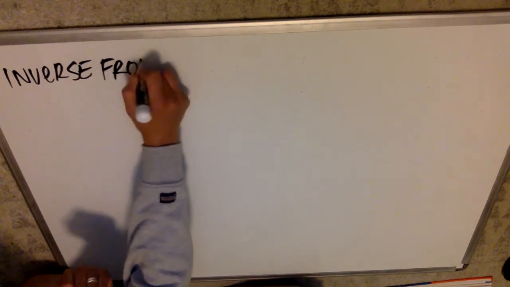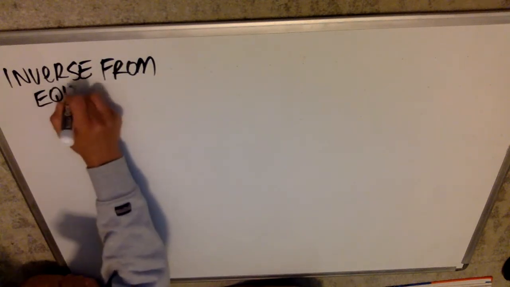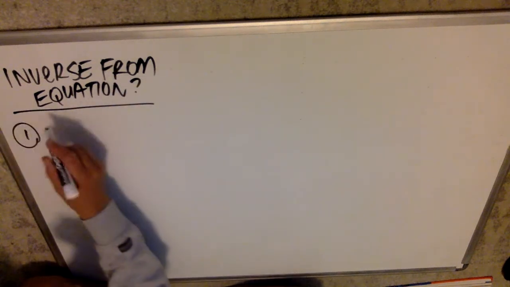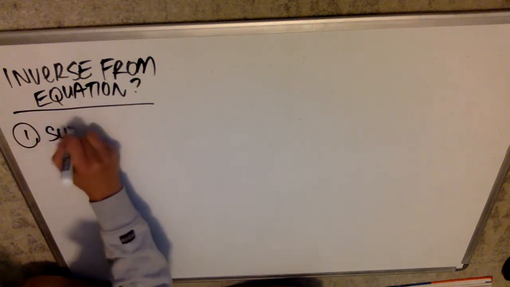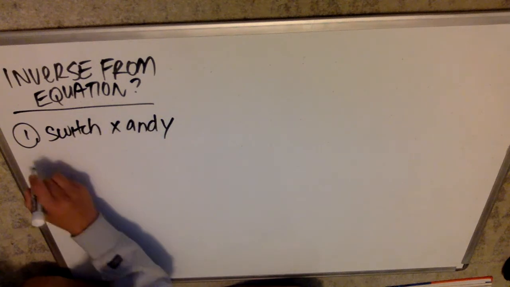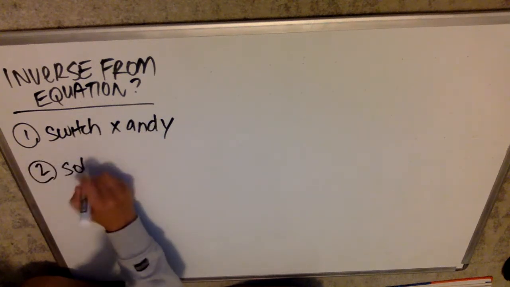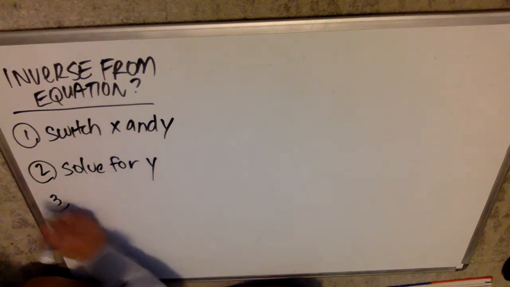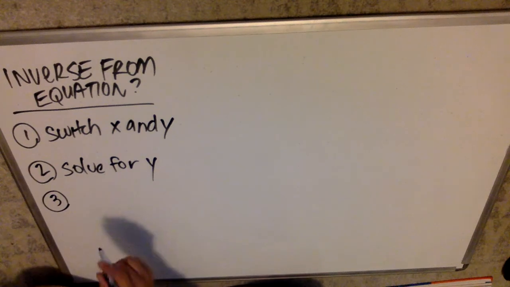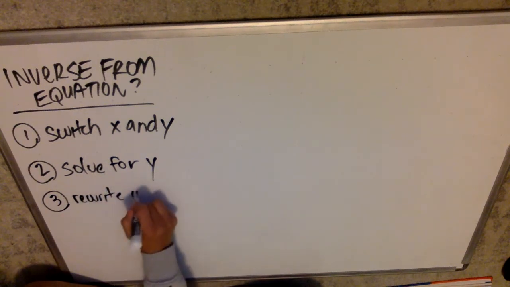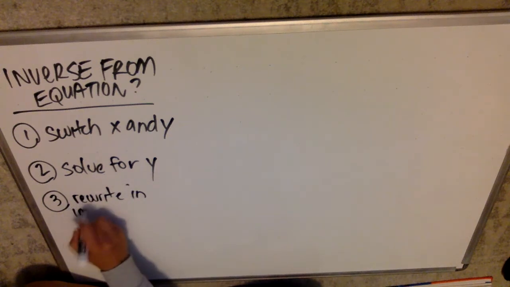from an equation? So if we want the inverse from an equation, step one, we're going to switch the x and y, like literally physically switch them, and I'm walking through that in a sec. Then we're going to solve for y, rather, my bad. Solve for y, and then rewrite in inverse notation.